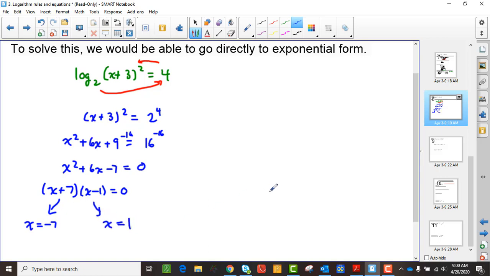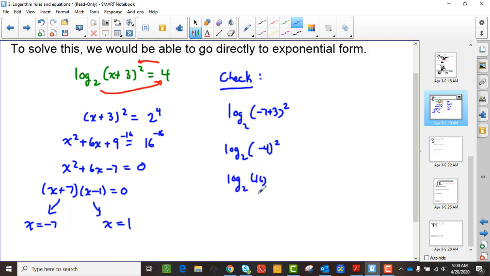And then I check them because I have to see if they're going to be okay. So we'll say check up here so you know what I'm doing. I'm going to check the minus 7 first. So I go minus 7 plus 3, all squared. That gives me log base 2 of minus 4 squared. And that's log base 2 of 16, and that's 4. So that one works, because of the squared.